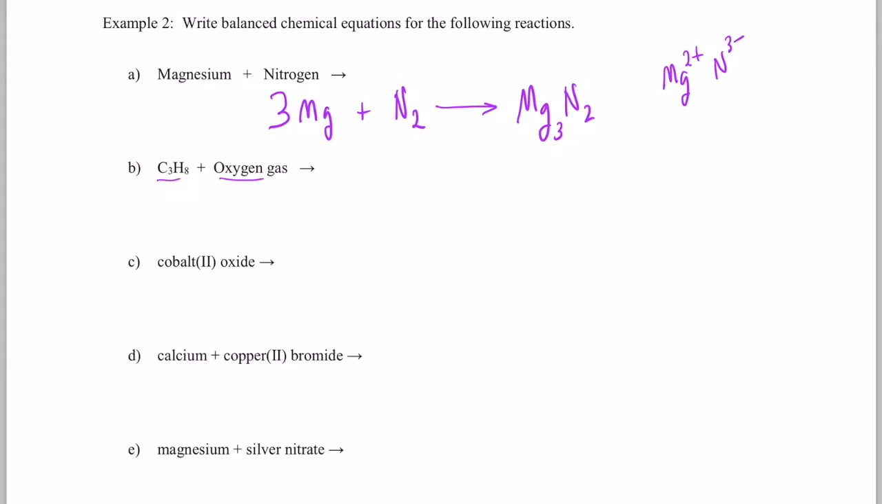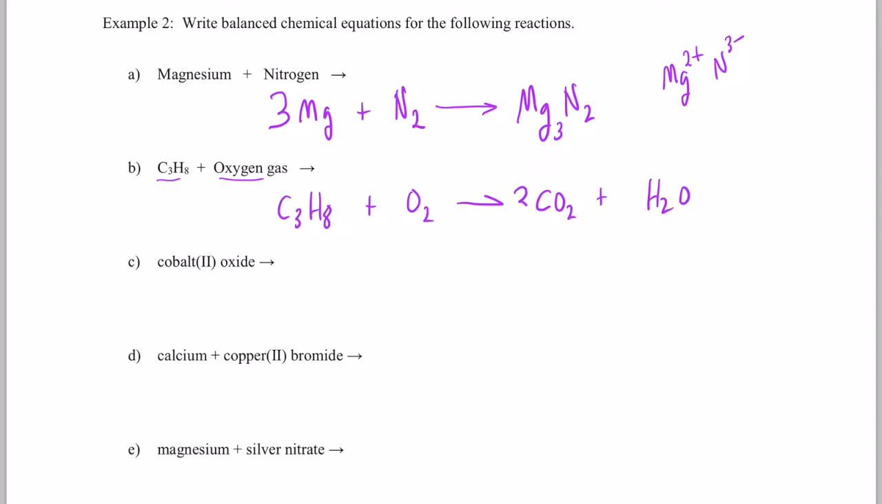C3H8 and oxygen gas. So C3H8 is a hydrocarbon, contains the elements hydrogen and carbon. Oxygen gas, that's O2, remember. That's a combustion reaction, isn't it, kiddos? So we make CO2 and H2O.